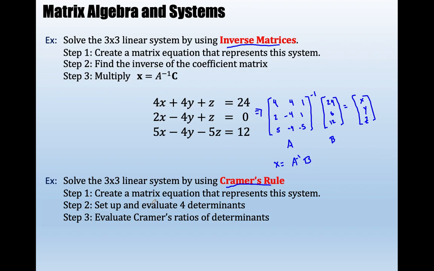For Cramer's rule, you know what the matrix equation looks like, but I need 4 determinants. So the first determinant I need is the determinant of A, right? And I'm just going to use my calculator. I mean, you can do this by hand. You know how to do a 3 by 3 determinant by hand, but you don't have to. You can use your calculator to get that. So that's your first determinant.